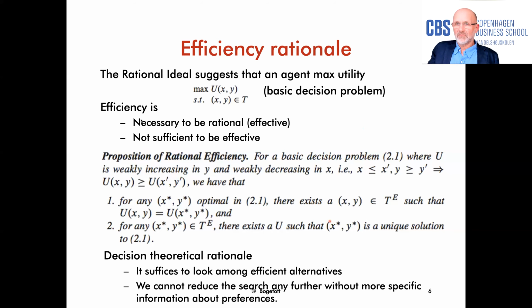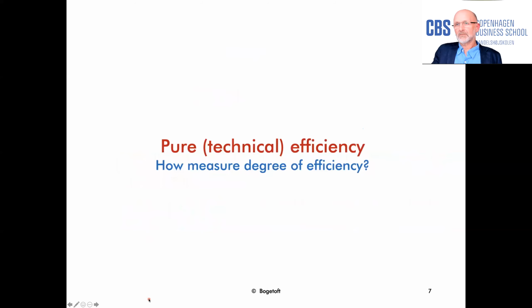So this is a little bit different from what I said up here, from this condition here. This one basically says that it is enough to consider the efficient plans, and you cannot upfront disregard any of the efficient plans unless you have more information about your preferences. And that's basically what I'm writing here. It suffices to look among the efficient plans, and you cannot reduce the search any further without more specific information about preferences. Okay, so that's sort of the economic rationale for looking at Pareto efficiency or Koopmans efficiency.